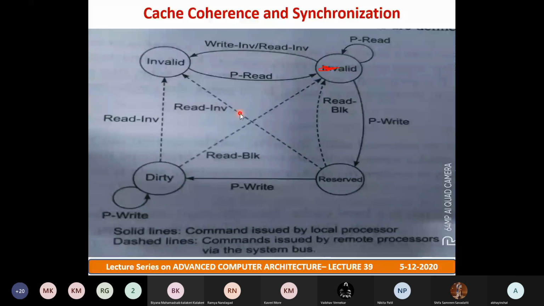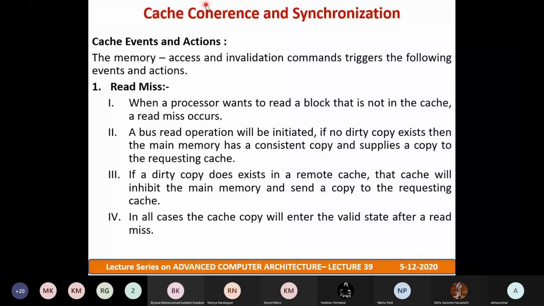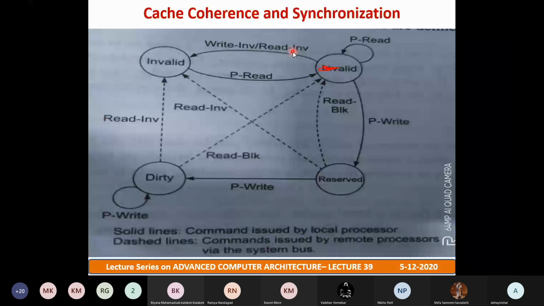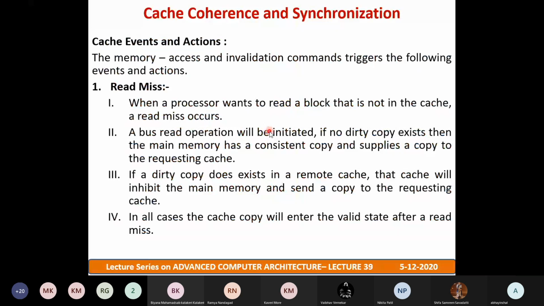Then the cache events and actions. What will happen to the cache and what are the events and actions? So remember, this is the combination of write-through and write-back invalidation algorithms. In cache events, the memory access and invalidation commands trigger the following events and actions.